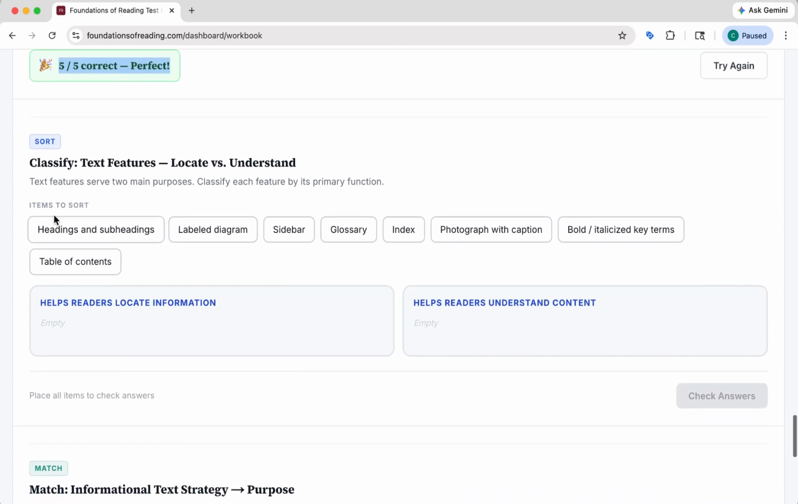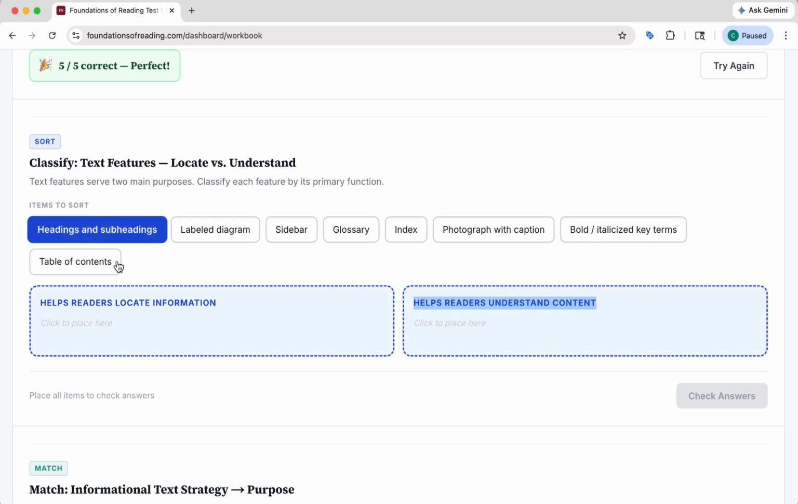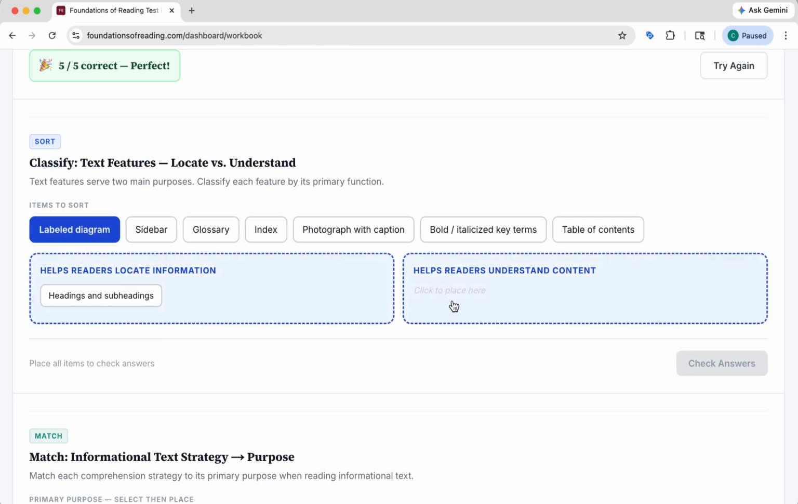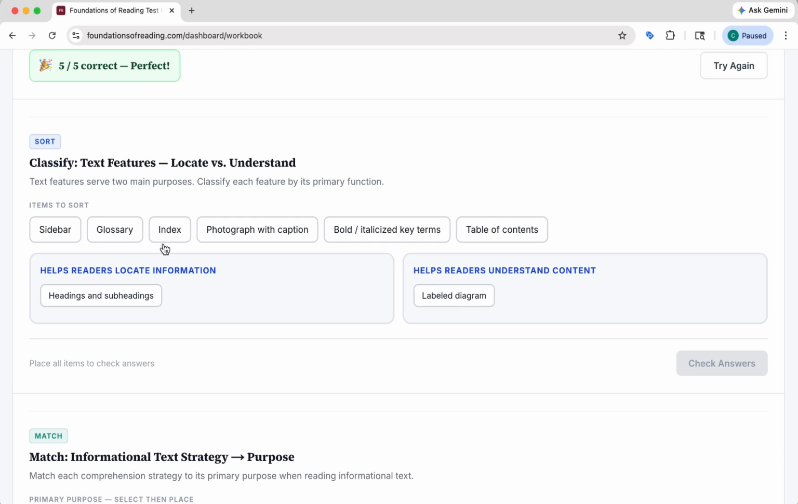Nice. Okay. So our next exercise that directly fits with the foundations of reading test that we need to know and get prepared for is all about text features and locating, or locate versus understand. So looks like we have helps readers locate information. Okay, yes. Helps readers understand the content. So is headings and subheadings, where does this lie? This would be helps readers locate information. What about labeled diagrams? That would be helps readers understand.